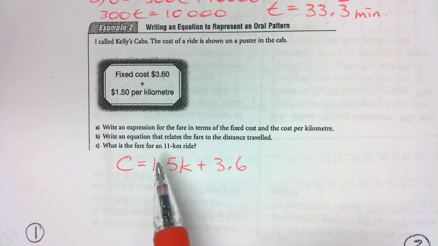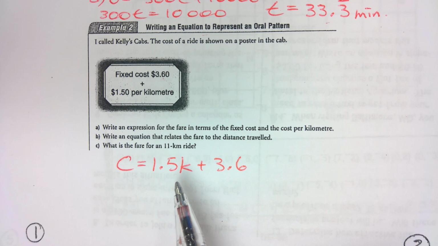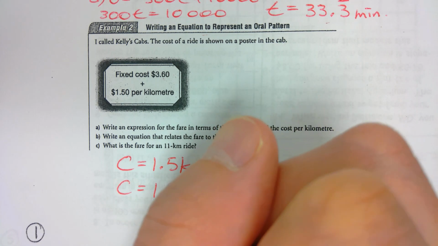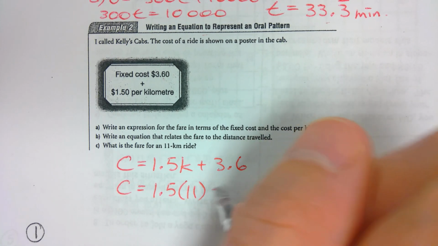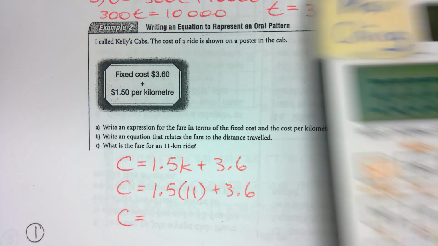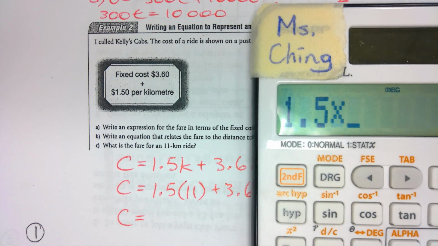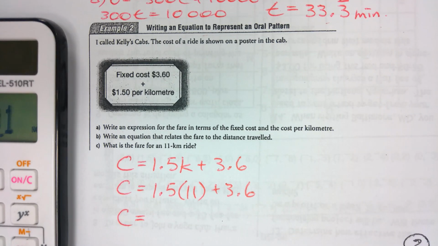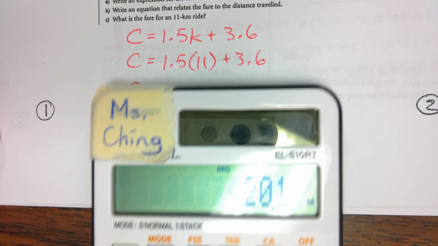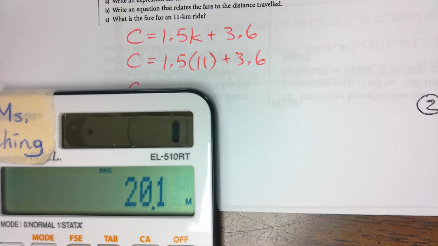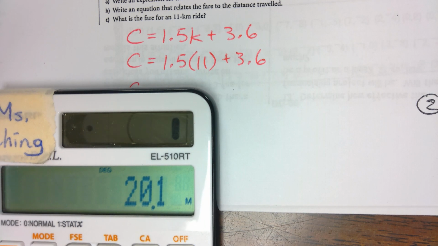Okay. And then what would the fare be for an 11-kilometer ride? So simply sub in 11 for K and you get 1.5 times 11 plus 3.6. Okay, I get this. So what's my final answer? Yeah. $20.10. Good.